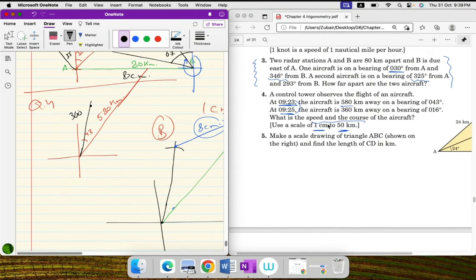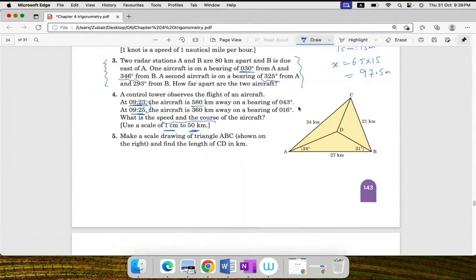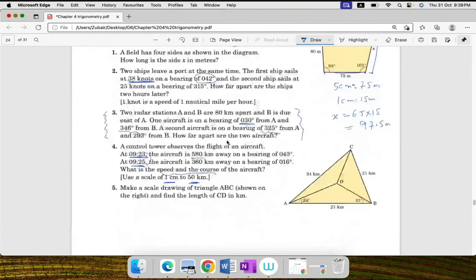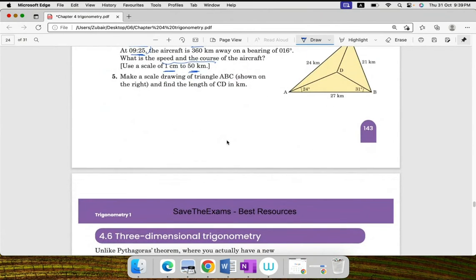This is what scale drawing is. We've discussed it, but I'm expecting that you will draw these. It appears that you know how to do it, so go through this practice.